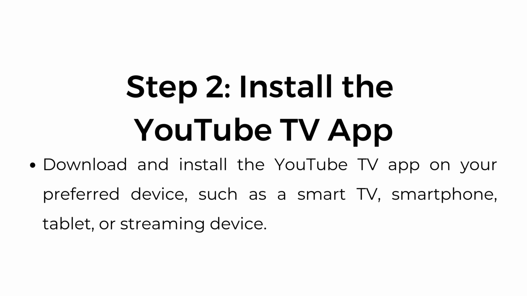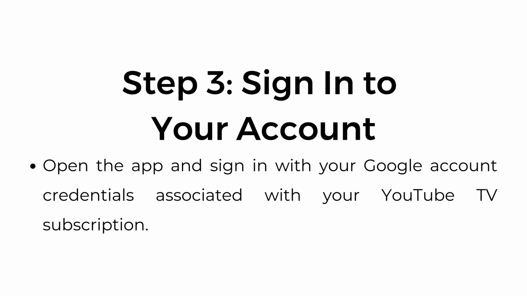Number 2. Install the YouTube TV app. Download and install the YouTube TV app on your preferred device, such as a smart TV, smartphone, tablet, or streaming device. Number 3. Sign in to your account. Open the app and sign in with your Google account credentials associated with your YouTube TV subscription.